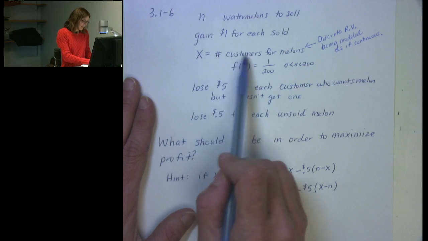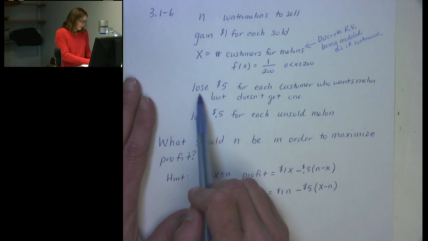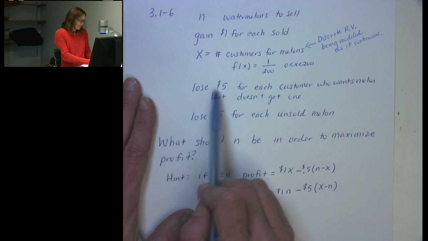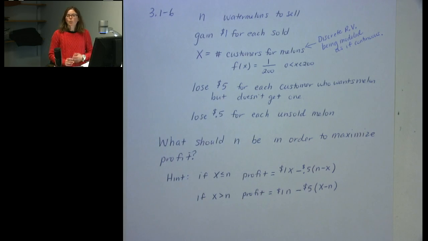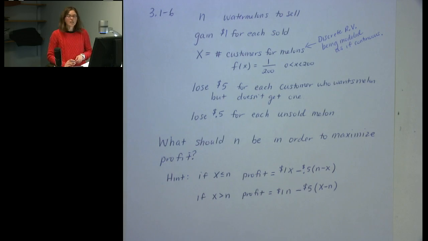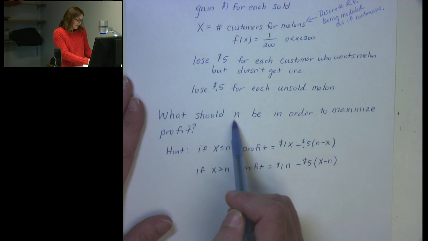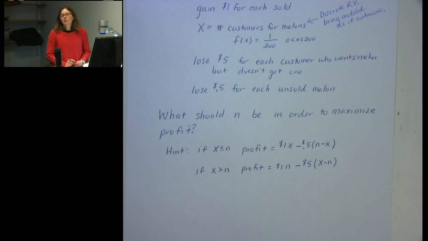Okay, so X is the number of customers, and that has this distribution that we're told. We're also told that they feel that they lose $5 for each customer who wants a melon but doesn't get one because they run out, and that they lose 50 cents for each unsold watermelon if they have more than they needed. So the question is, what should N be? How many watermelons should they have in order to maximize the profit?